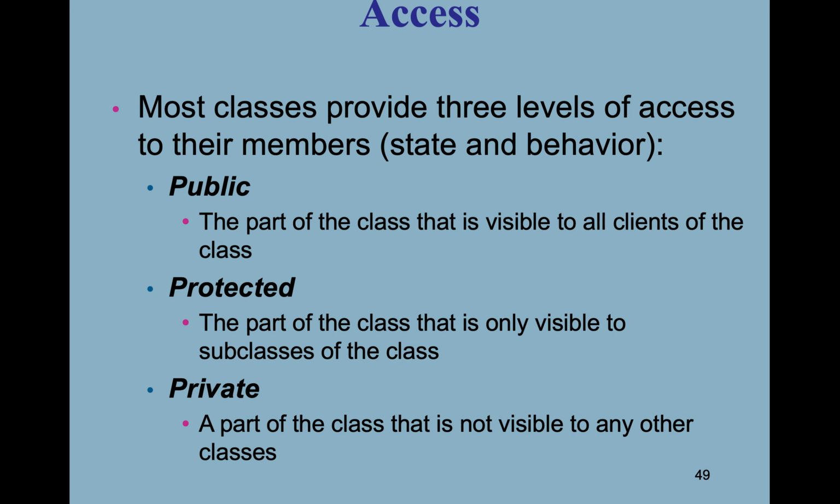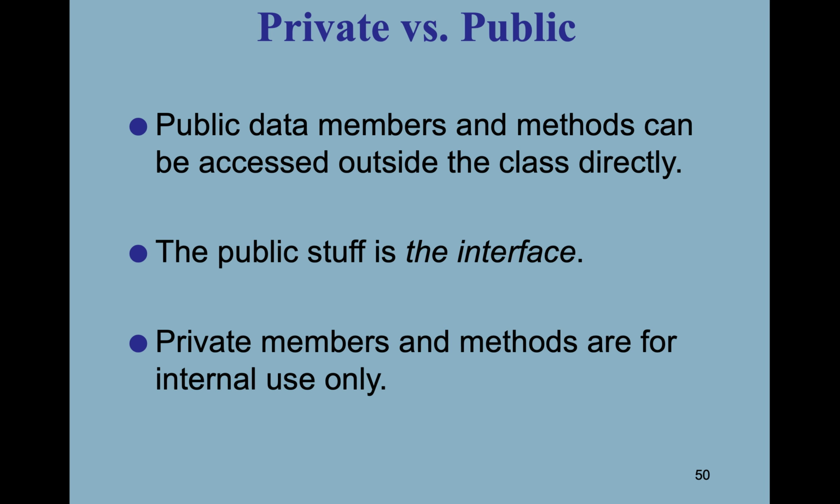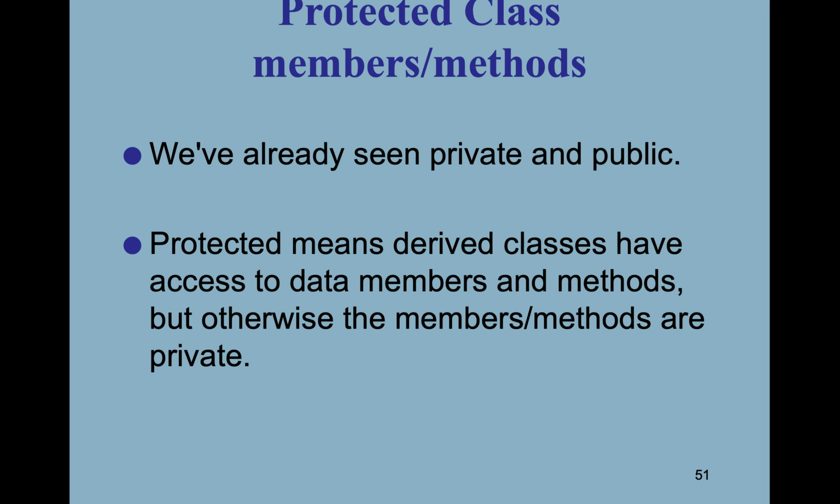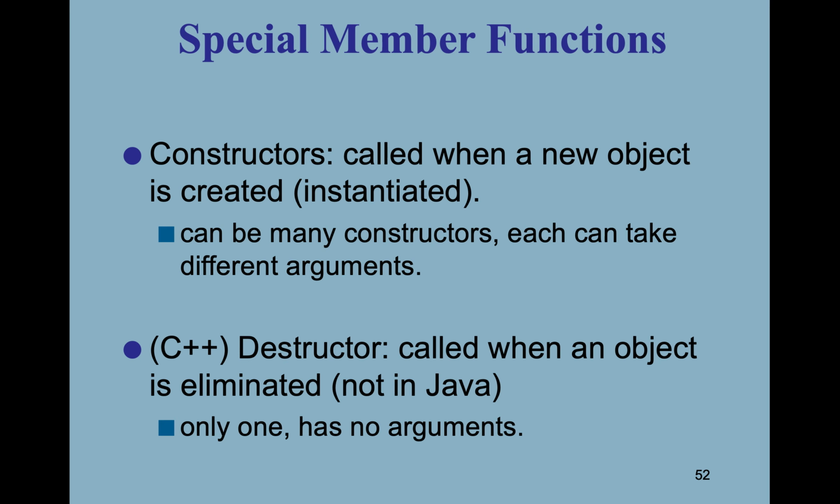I'm going to assume we know the differences between these already: that the public data can be accessed outside of the class directly, that public stuff is in the interface, and that the private is inside of the class and is for internal use only. And then protected, we've seen, is visible to the derived classes, but not to the public interface or to the public driver.